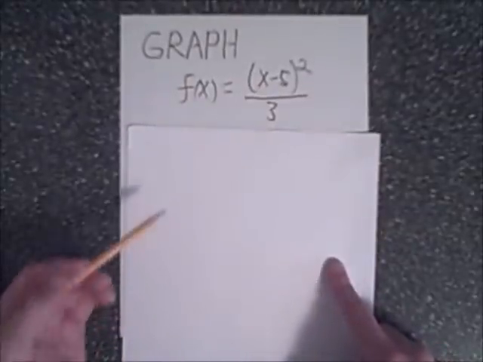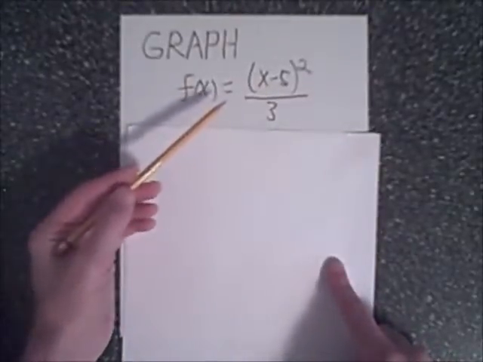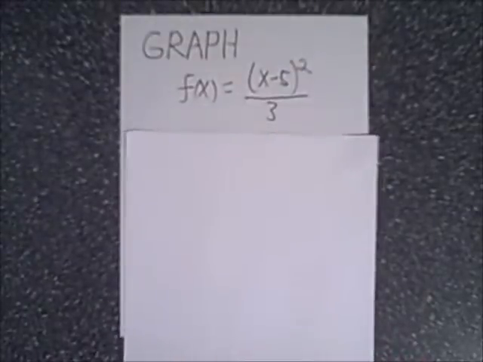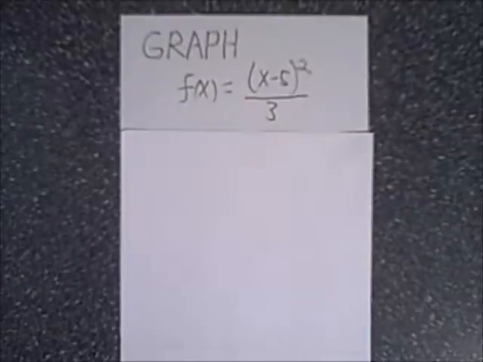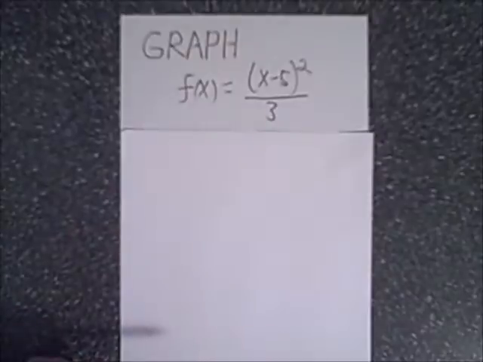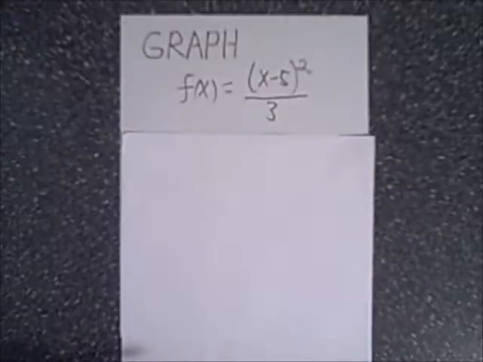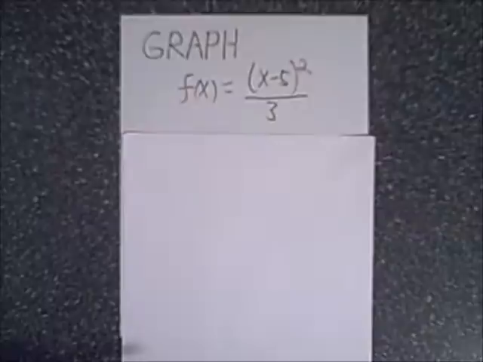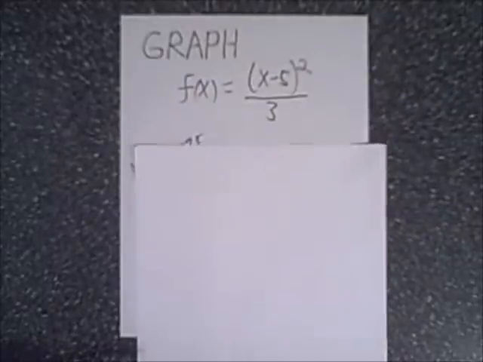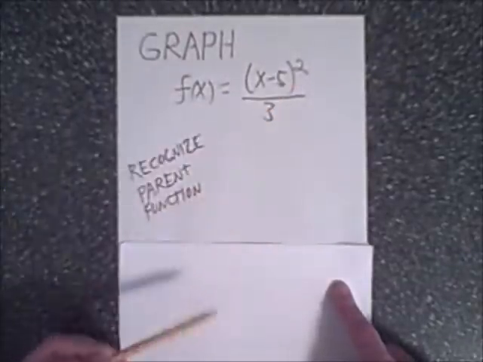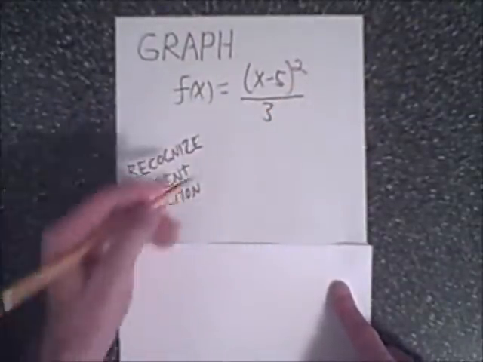Okay, our second graph, we have a function f of x equals the value of x minus 5 squared divided by 3. And again, you could plot some points, although with the 3 here you might have a lot of fractions, so I would try to do something else. And I'd probably look at this from the standpoint of trying to find the parent function and then graphing it that way. And the parent function of this is a quadratic. It's x squared.